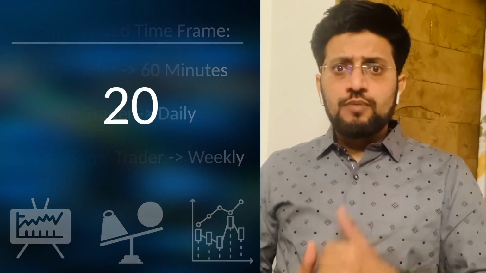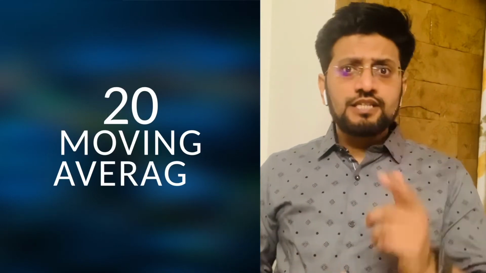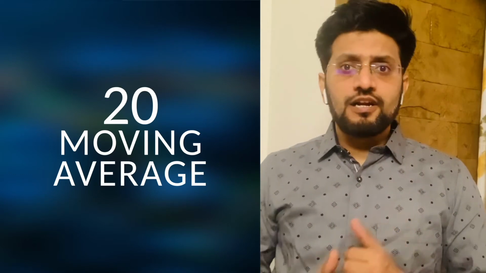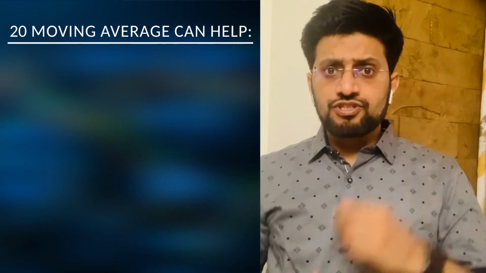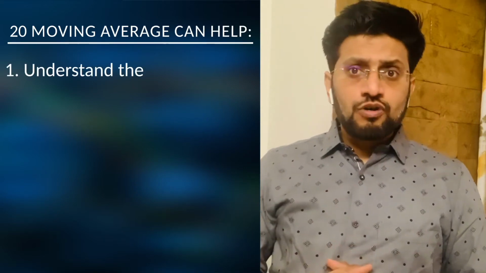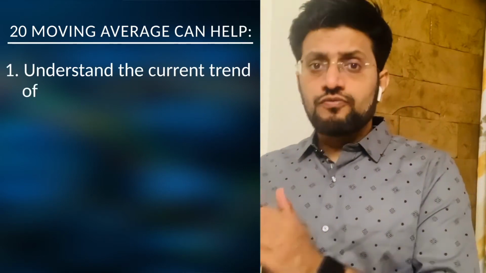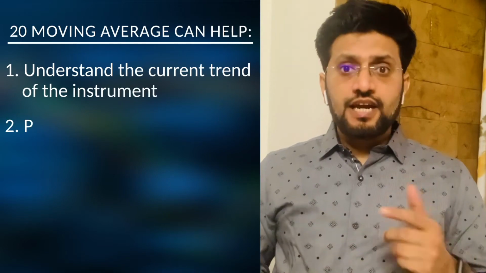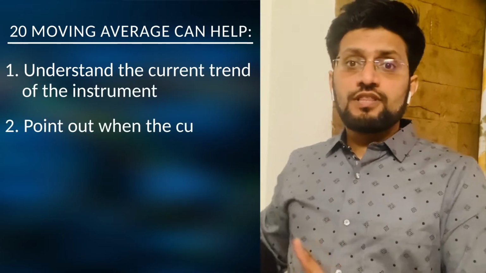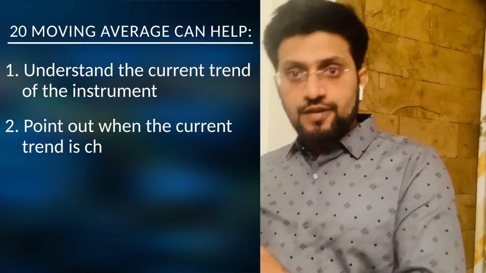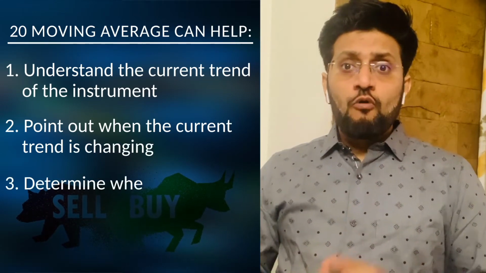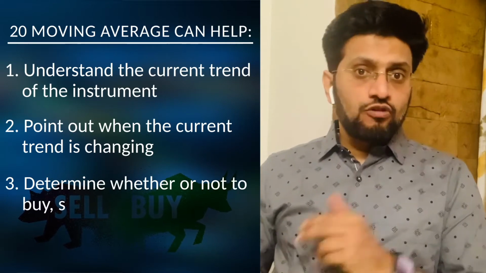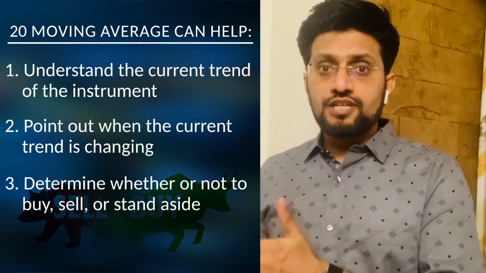So how does the 20 moving average help you as a trader? Let us understand that in a little more detail. The 20 moving average essentially helps us in three ways. Number one, it helps to understand the current trend of the financial instrument. Secondly, it helps to understand when the current trend is changing. And finally, because of all this, it helps us to know when to be a buyer and when to be a seller, and also when to stand aside.